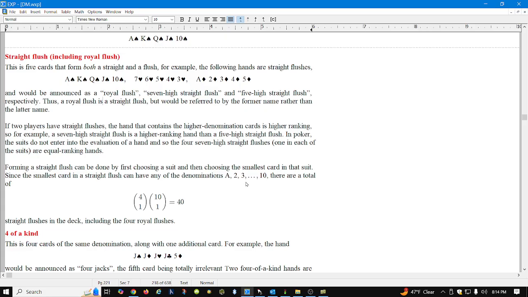What are the possibilities for the smallest card? Ace through 10. So there are four suits. You choose one. There are 10 smallest denominations. You choose one. That's 40. 40 straight flushes. And that includes the 4 royal flushes. So 36 straight flushes that are not royal flushes.